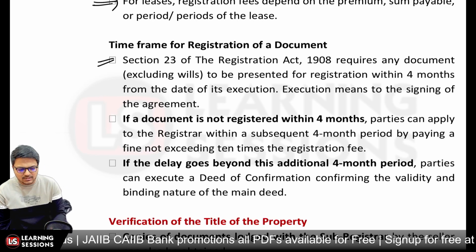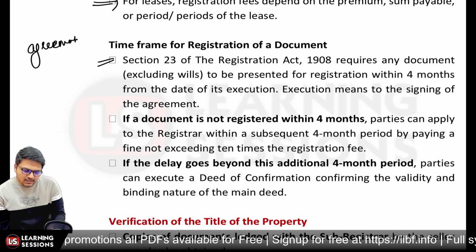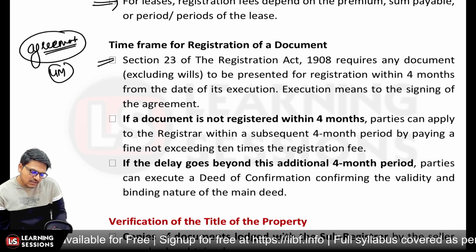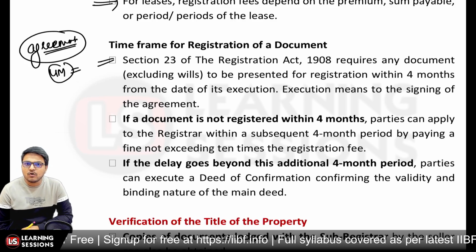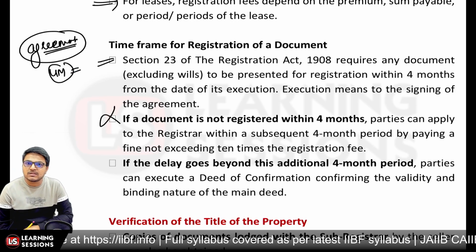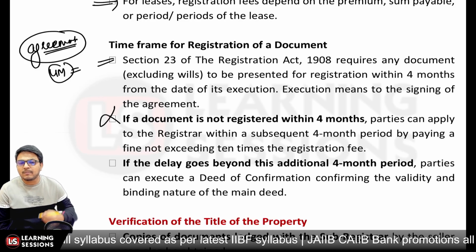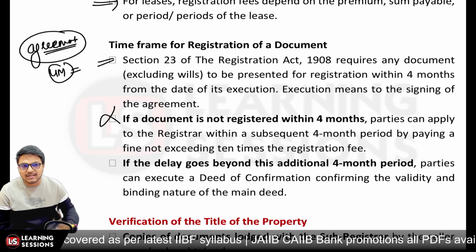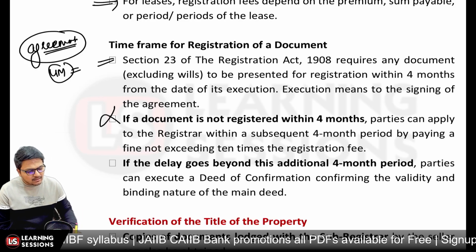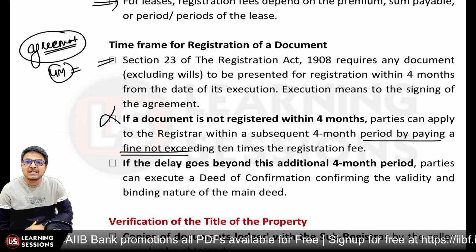So when the agreement has been signed, let's say A has signed an agreement with B for a particular registered mortgage, in that scenario within a period of 4 months it must be registered. And if the document is not registered within 4 months, the parties can apply to the registrar, asking for a further 4 months, but by paying a fee that should not exceed 10 times the registration fee.